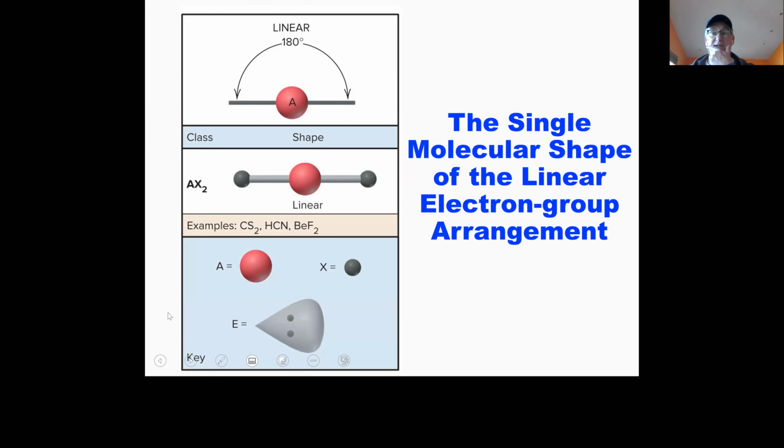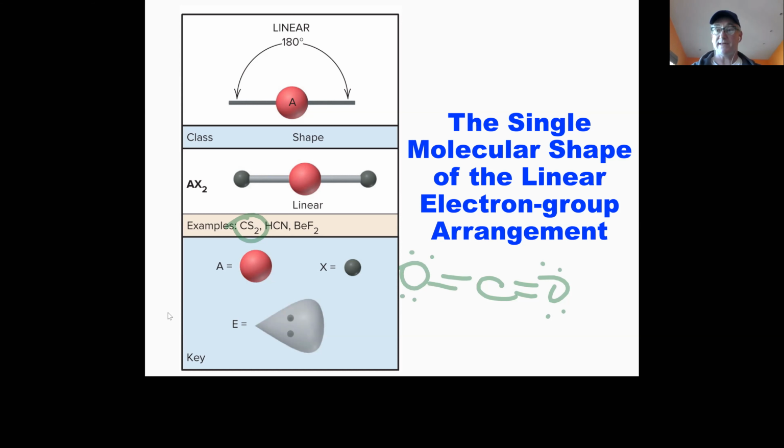So let's look at some of these shapes. This is where we left off the other day. The very simplest shape is linear. There's no difference between the geometric group and the actual shape because they're both linear. There's just a straight line. You have examples like carbon disulfide or carbon dioxide, where it's just a line.